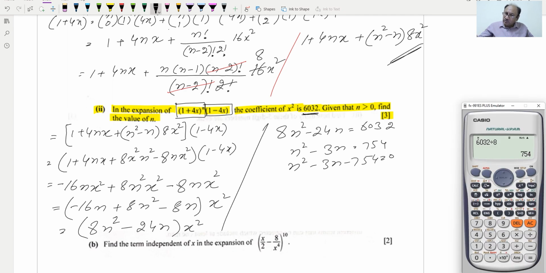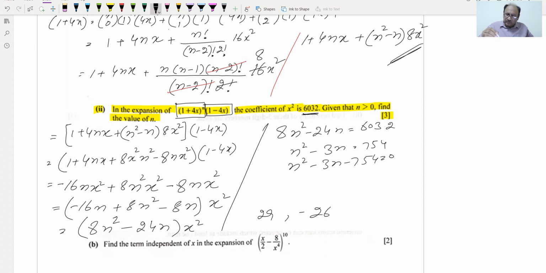Now this is the quadratic equation which we can solve. The coefficient of n square is 1, the coefficient of n is minus 3, and minus 754 is the constant, and we will get 29 and minus 26. So we can write n minus 29 and n plus 26 is equal to 0. These will be our factors, and because they are saying n is greater than 0, with this condition we will be ignoring the negative term, and our answer will be 29. This will be our final answer for this part.